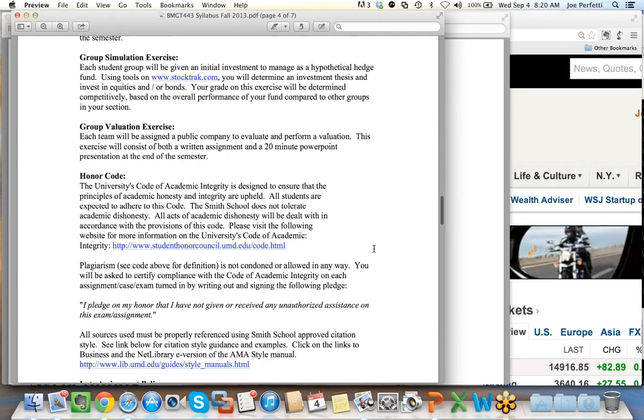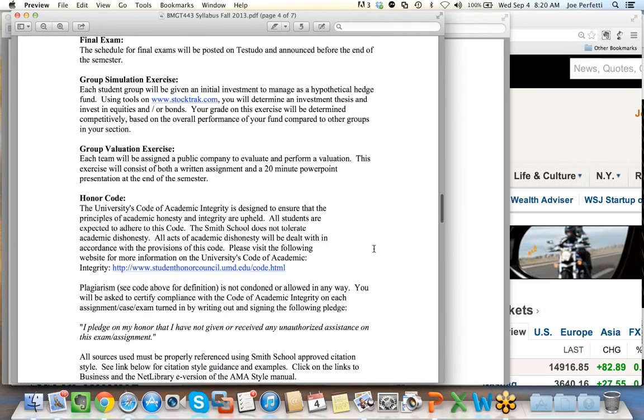All right, the final exam will be a take-home exam, and we're actually not going to do it in the university classroom. You'll have 7 days to work on it, and it will be a take-home final exam. The group simulation exercise, like I said, when you form your groups, you will need to sign up on StockTrack as a group and get your StockTrack account registered to this class.